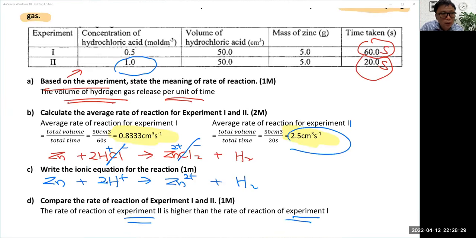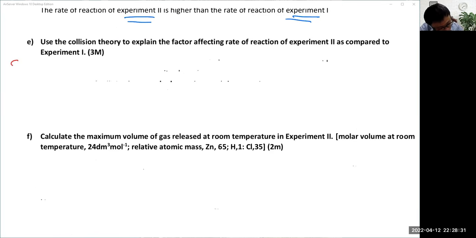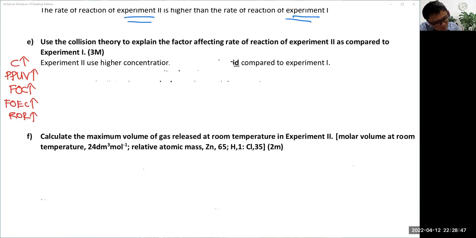It is because of the higher concentration. So we see when concentration is higher, the number of particles per unit volume will be higher, then frequency of collision will be higher, frequency of effective collision will be higher, then rate of reaction will be higher. So you can start with the first one now. Experiment 2 uses a higher concentration of hydrochloric acid.